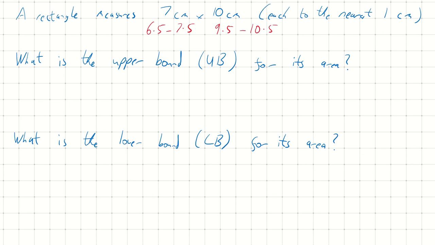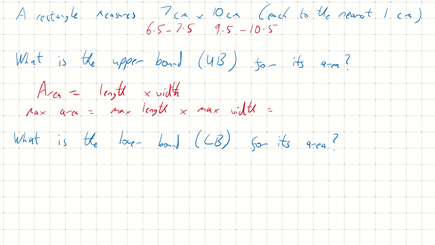So what is the upper bound for the area? Well, upper bound means the maximum possible. Since area is length times width, to make the maximum area, we obviously want the maximum length multiplied by the maximum width, which is our max length 7.5 multiplied by 10.5, the max width, and we get a maximum area, our upper bound for area, as 78.75 centimeters squared.